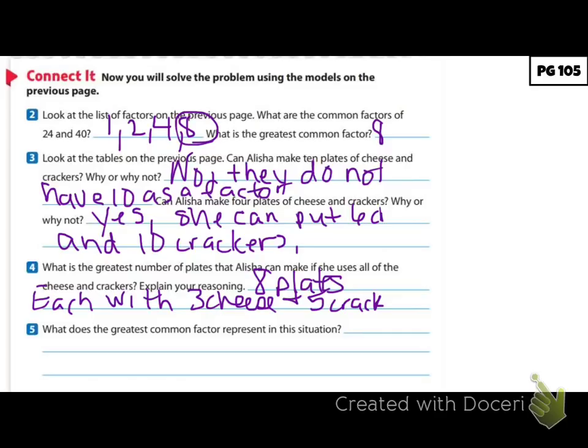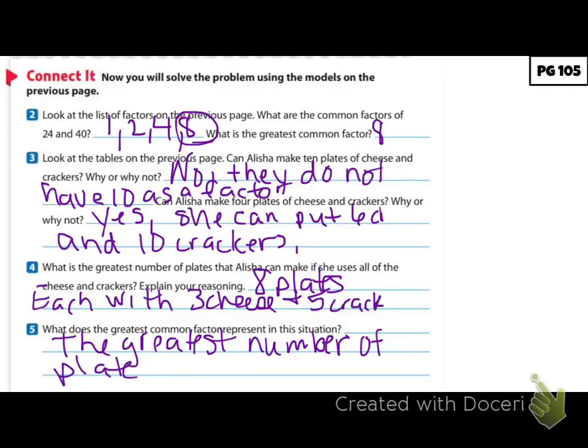So number 5 says, what does the greatest common factor represent in this situation? The greatest number of plates Alysha can make.